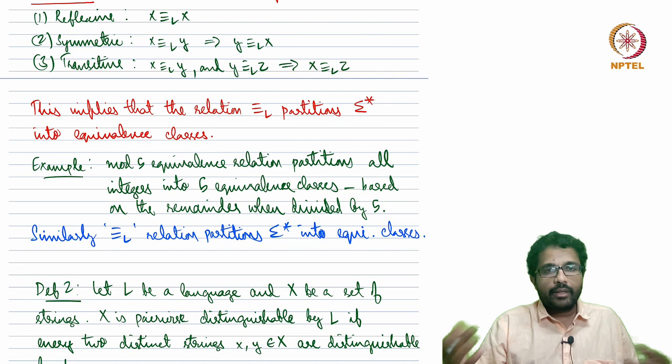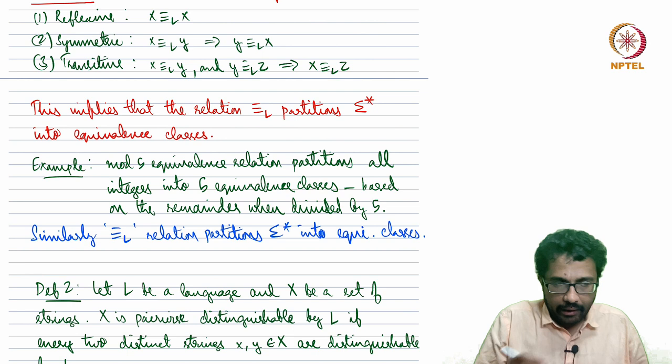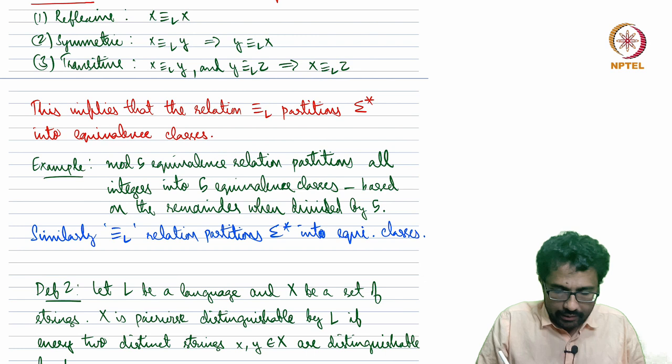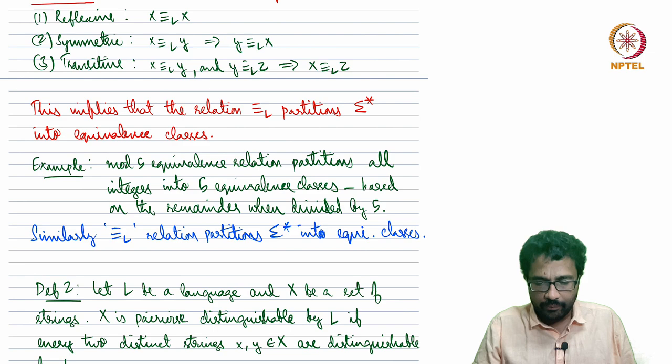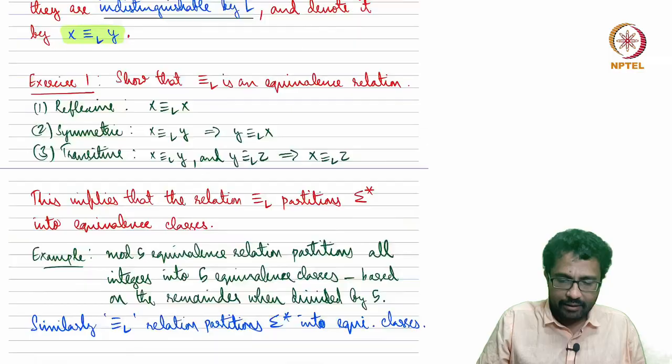And anything inside a certain class, if you look at a certain class, anything within the class is indistinguishable, but two different classes are distinguishable, right? So that's what this relation will do. So maybe I'll just give a very quick example of indistinguishable by L.